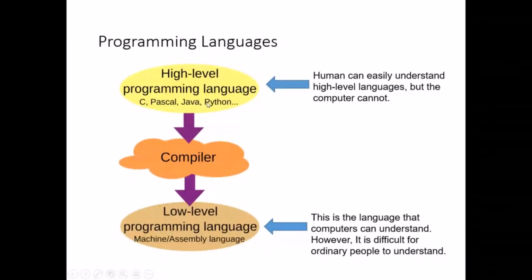As I said before, ordinary people don't want to bother with the machine language. They just want to open an editor, type the commands in Java, and click a command. It will execute the program immediately. This can be done by a compiler. So what is a compiler? A compiler is a program that translates from high-level language into low-level language.